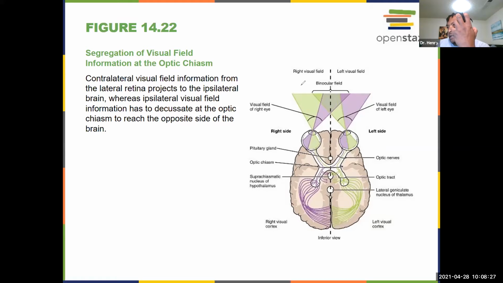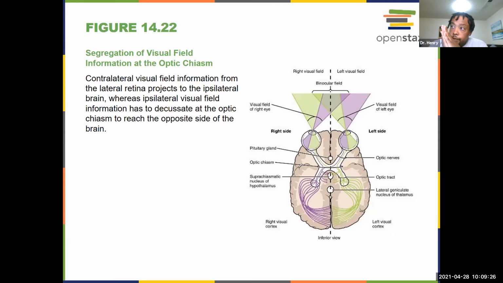Okay, so what we're seeing on our right-hand side is going to be projected to the left-hand side of the brain. And what we're seeing on the left-hand side is going to be projected to the right-hand side of the brain. So the opposite side, in regards to our field of vision. You're going to end up with that crossing of information. This information is going to be processed and delivered to the opposite side from the other information.